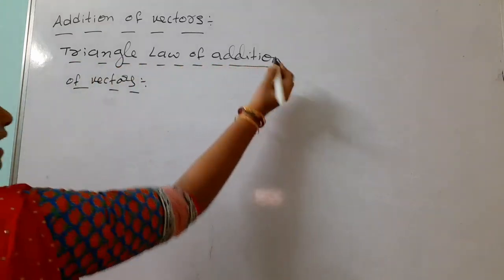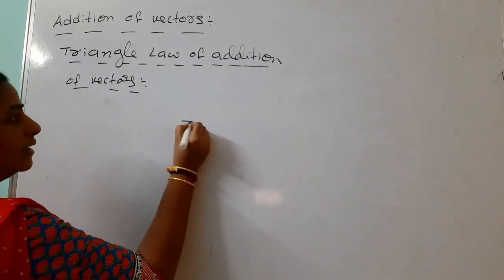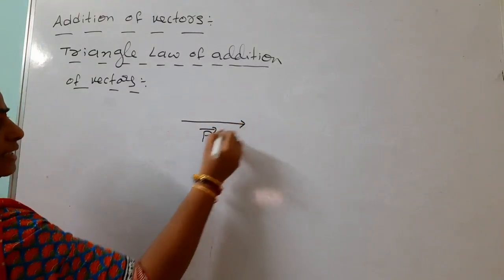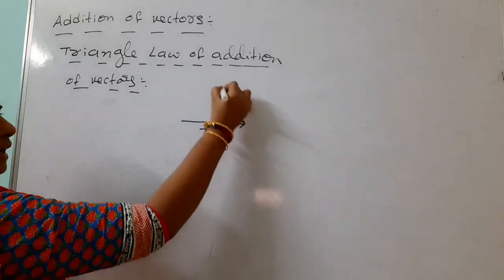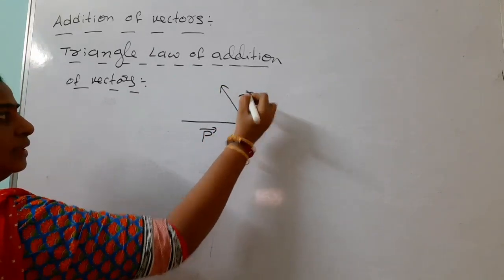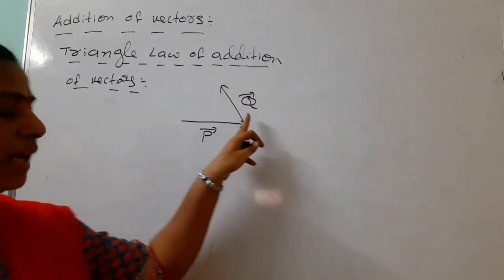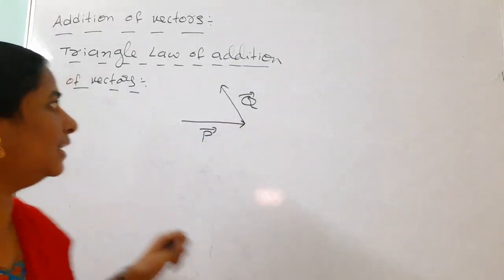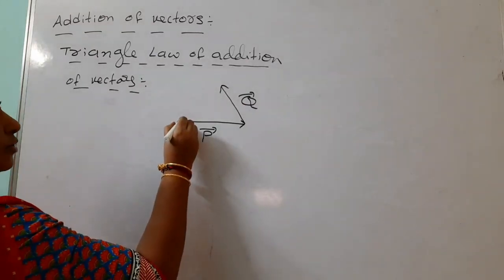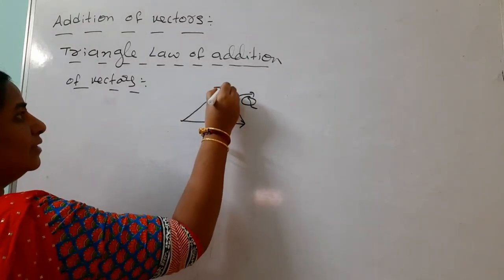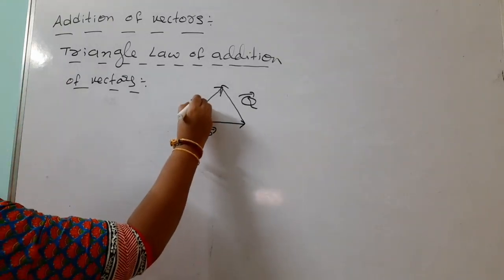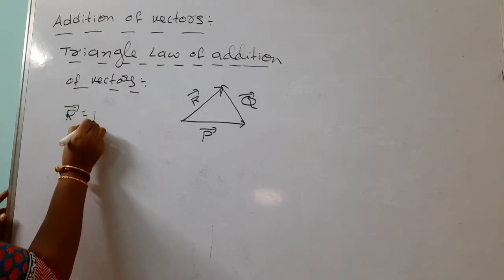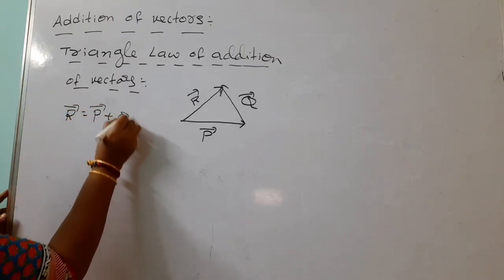The statement for the triangle law is, look, we are taking two vectors along two sides of the triangle. See, this is P bar and this is Q bar. Two vectors P bar and Q bar represent two adjacent sides of the triangle. Then the resultant is represented by the closing side of the triangle, in reverse order. See, this R bar is the resultant of P bar and Q bar. We should write R bar equals P bar plus Q bar.